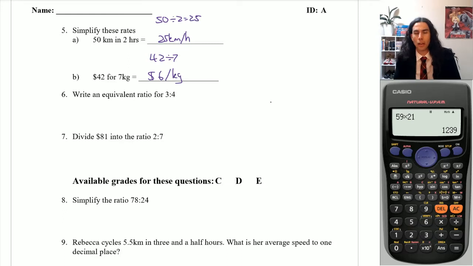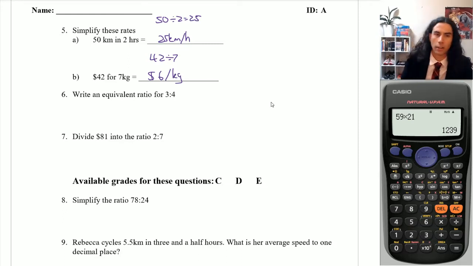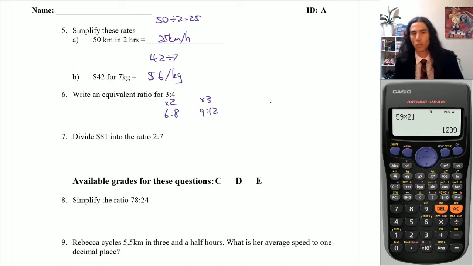All right, I'm going to do the next one in 5. Write an equivalent ratio for 3 to 4. Maybe I'll times it by 2. And we'll get 6 to 8. That would do. Or if you times it by 3, you would have got 9 to 12. Whatever. It's all good.